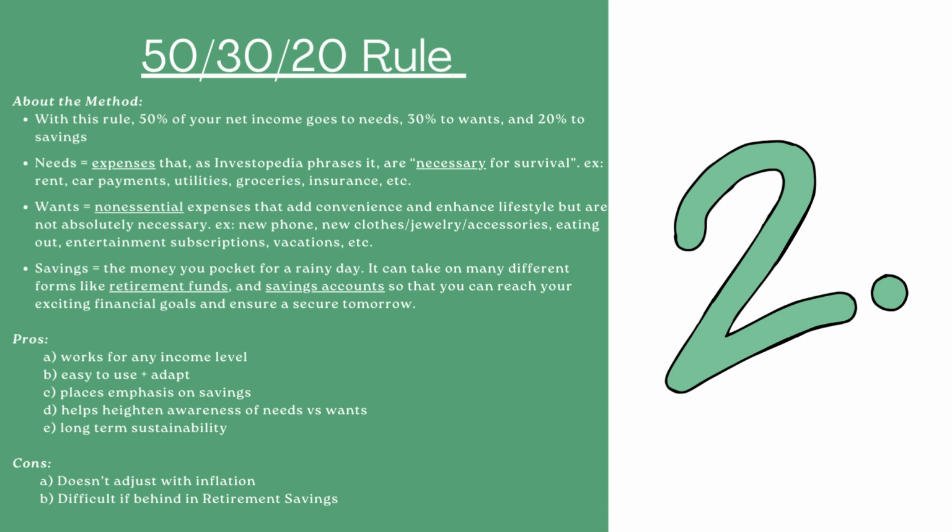The 50-30-20 rule. The 50-30-20 rule was introduced by Senator Elizabeth Warren in her book All Your Worth: The Ultimate Lifetime Money Plan. This rule has you devote 50% of your income to needs, 30% to wants, and 20% to savings. This is a really straightforward method that, above all, requires honesty with yourself about what you really need versus what you want.